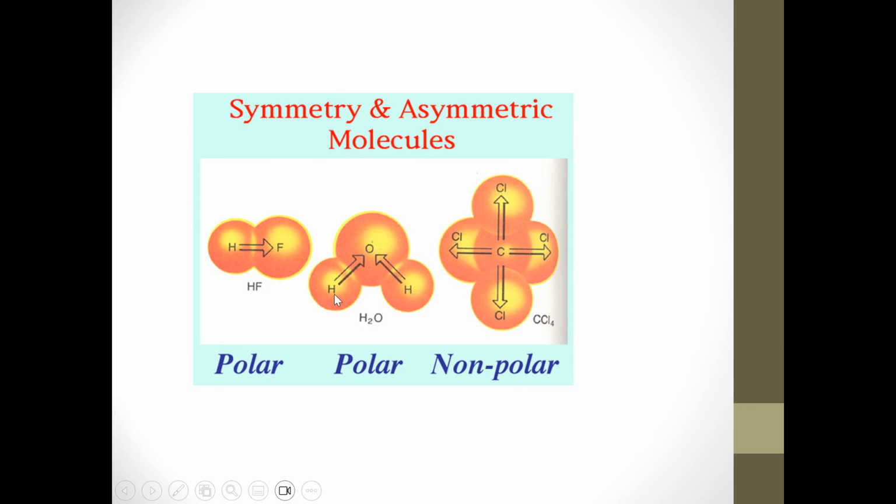How about this one? I've got a polar bond here going from hydrogen towards oxygen, and a polar bond here between hydrogen and oxygen. If I look at these two, both are pointing towards one another, but they're also both pointing up. The fact that when you combine these two arrows, you get something that's pointing up, means you're going to have something that is polar.